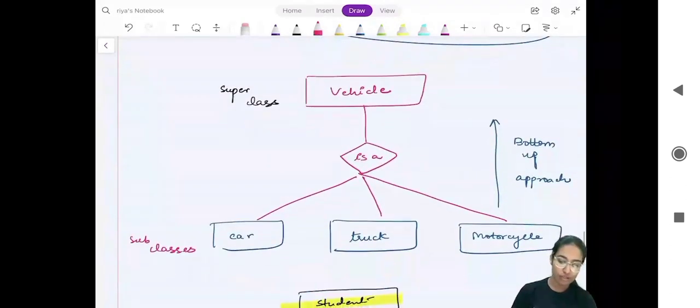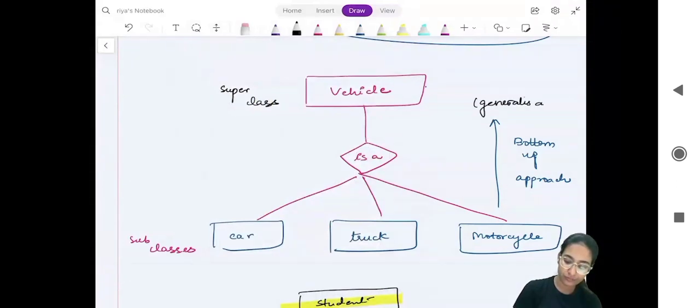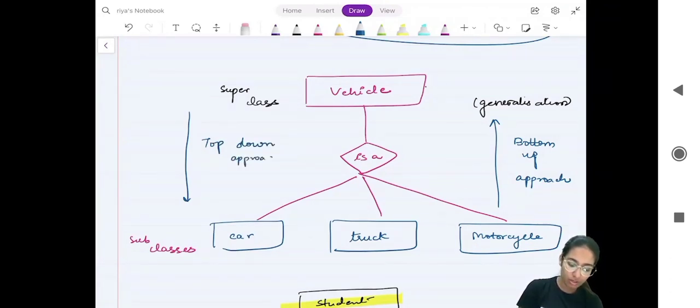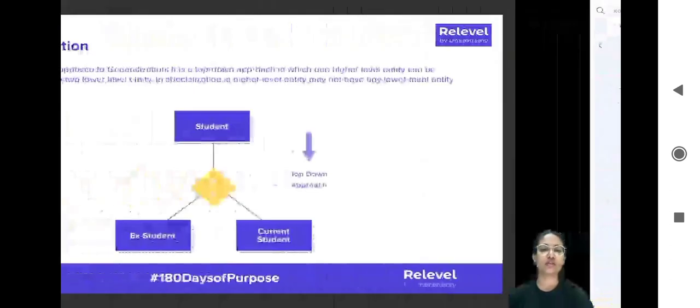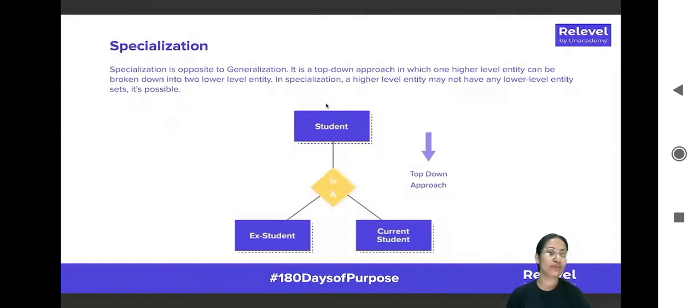In the same example also, if you say that truck, car and motorcycle is a vehicle, it's a bottom up approach. But this is what generalization is. Okay, but if I do the exact opposite and say that vehicles can be broken down into car, truck and motorcycle, that is nothing but a top down approach which is for specialization. So it works both ways. Okay, and it's just the opposite of the other. So based on the use case, you identify which one you require.